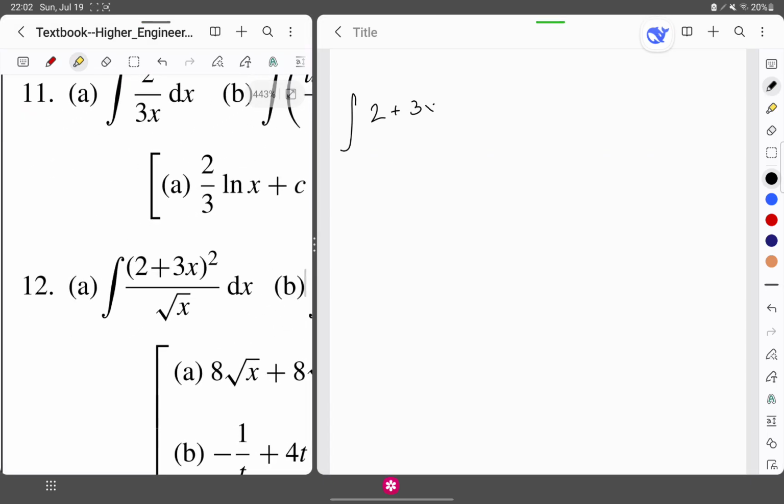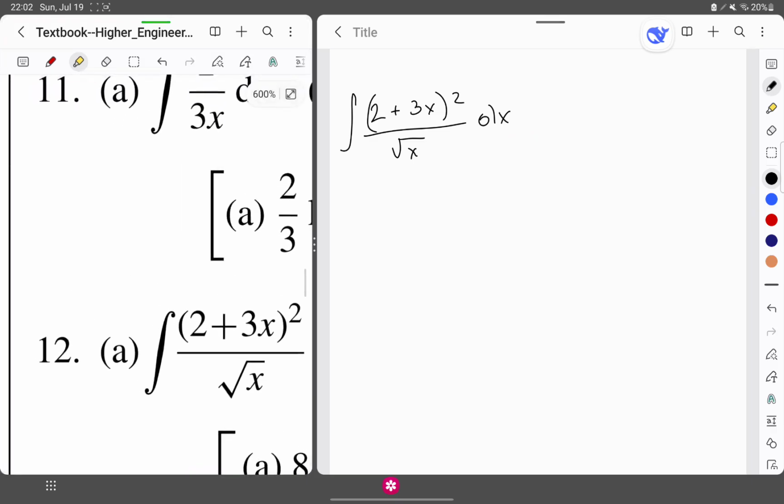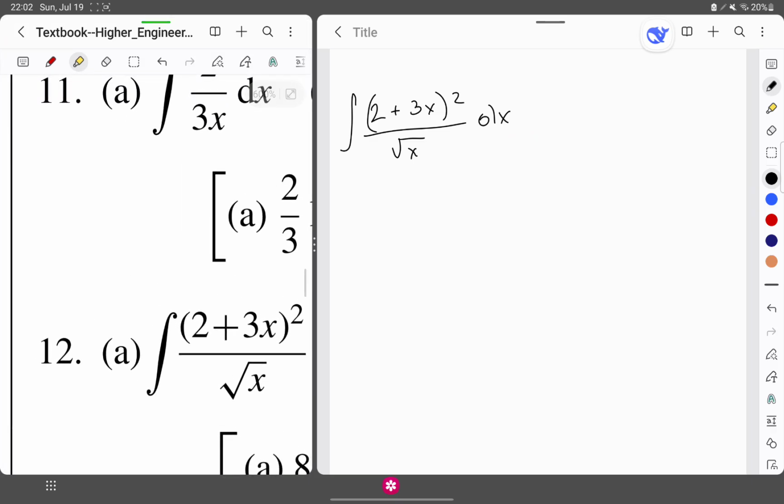2 plus 3x squared, no, 3x squared over this one dx. How can we do this one? Okay, I have an idea. I think we can use substitution here. 3x plus 2 squared over x to the power of 1 over 2, yeah. And what?